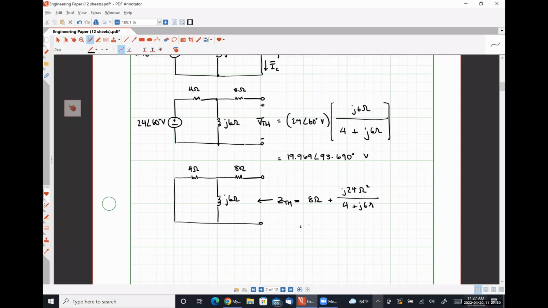I get an impedance of 10.926 angle 9.727 degrees ohms, or 10.769 plus j1.846 ohms.